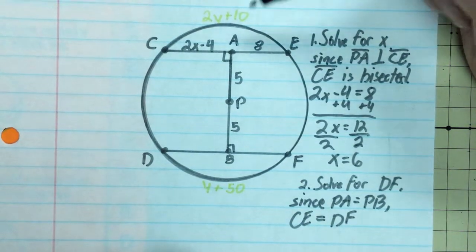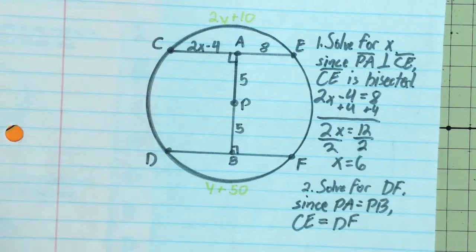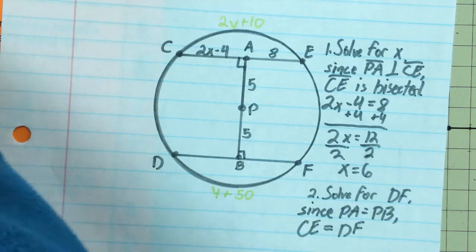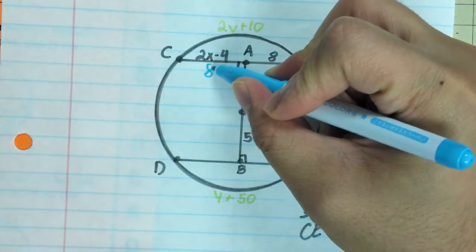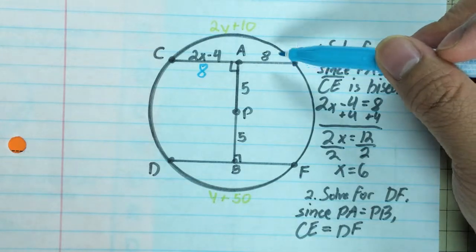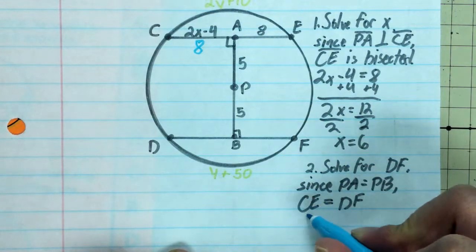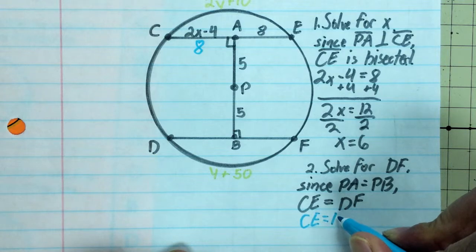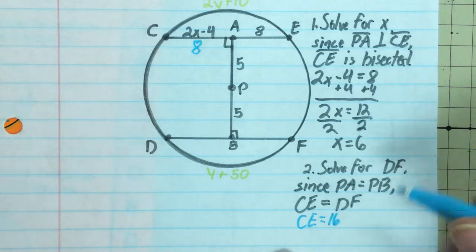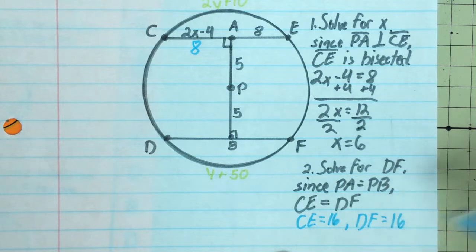So calculating for CE, we have this side is 8, which makes this other side also 8. That comes from up here. CE is bisected, so if this side's 8, that side's 8. Which means entire CE equals 16, 8 plus 8. And because CE and DF are the same, that means DF is also 16.